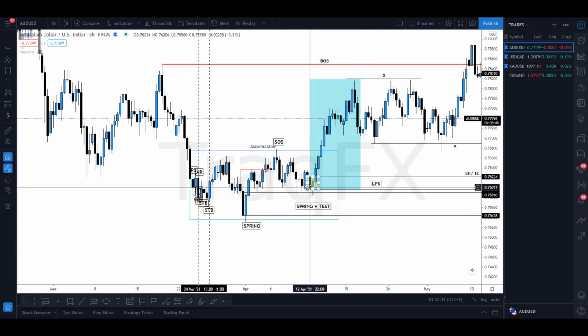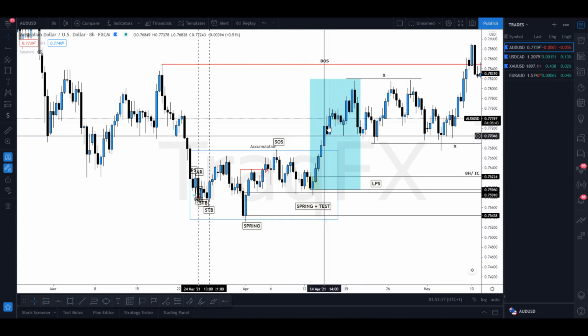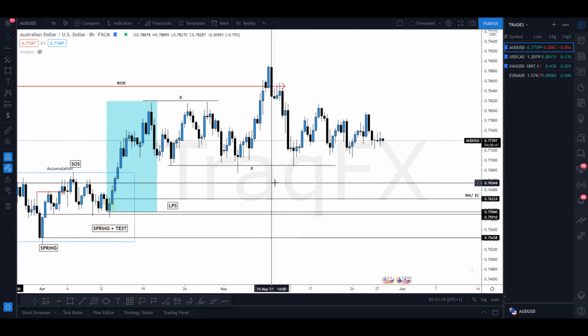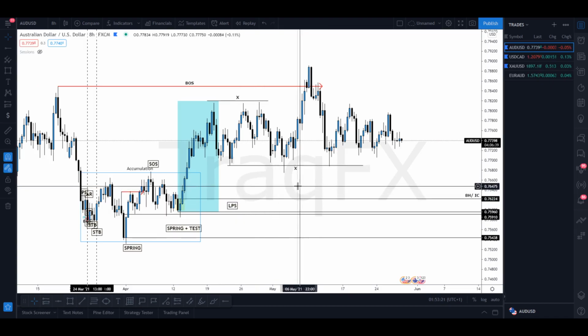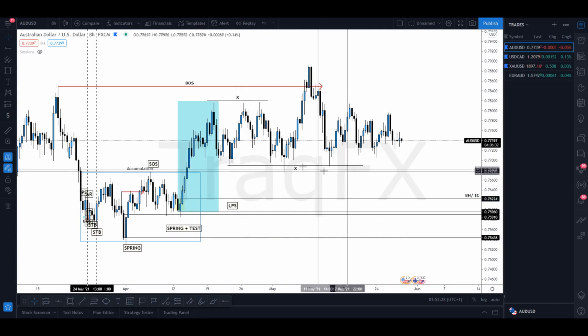This is that last pullback that the market made before an immense, huge push towards the upside. And this is my last point of supply. Now someone might say, okay, how do you actually enter this? It's so simple. You set your limit now. You set your limit at your LPS and just watch what price does.